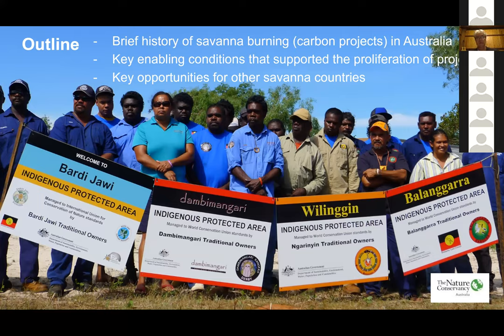And to some extent, I'm going to touch on some key opportunities for other savanna countries, as Rosa mentioned a little while ago, the incorporation of these sorts of approaches in NDCs, but also starting down that pathway of the path that we've taken in Australia to successfully reduce emissions and provide some real opportunities for our Indigenous landholders.